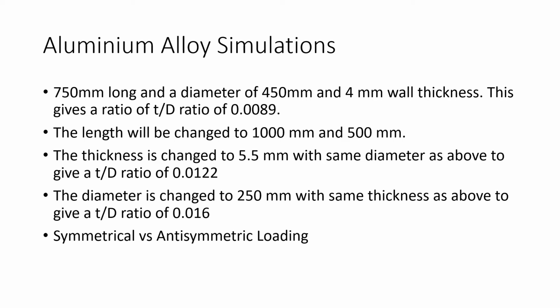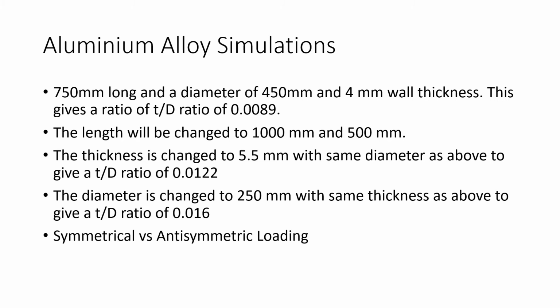Then, the thickness is changed to 5.5 millimeters with the same diameter as above to give a thickness on diameter ratio of 0.0122. Then, the diameter is changed to 250 millimeters with the same thickness as above to give a thickness on diameter ratio of 0.016.